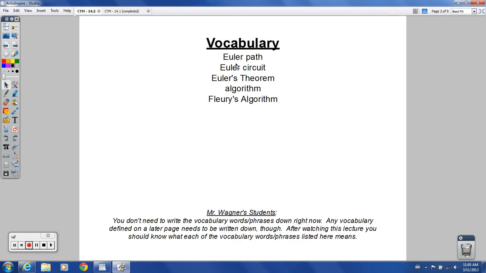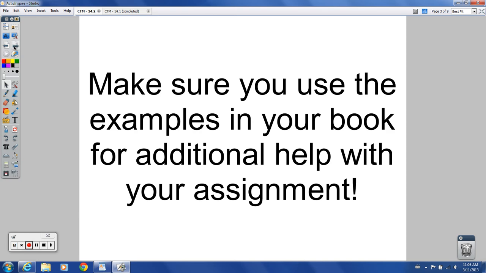In this lesson we're going to be talking about Euler paths, Euler circuits, Euler's theorem, what an algorithm is, and then Fleury's, I'm a little shaky on the pronunciation there. This is definitely Euler though, and Fleury's algorithm, and what that looks like and how that pertains to what we're talking about here.